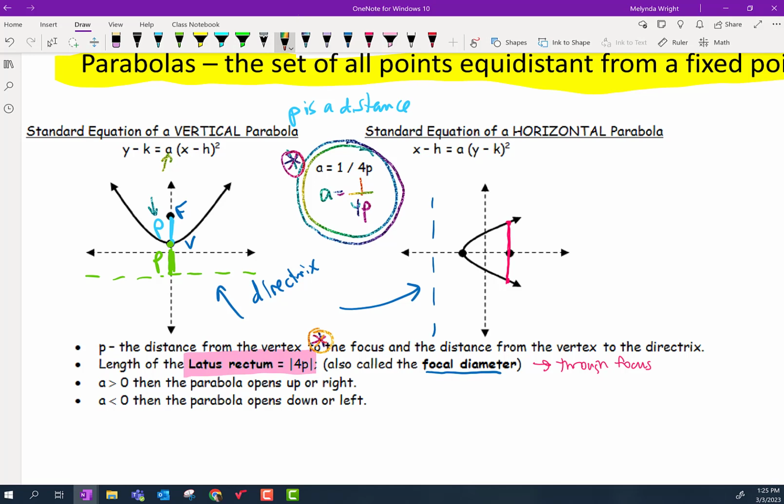The last piece I want to talk about is the value of A. And I'll just highlight it. It's right here. It's A. If A is positive, the parabola is going to open up or right, depending on which kind it is, whether it's a vertical or horizontal. If A is negative, then the parabola is going to open down or left. That's important information for you to know. It gives you an idea of what the graph is supposed to look like.